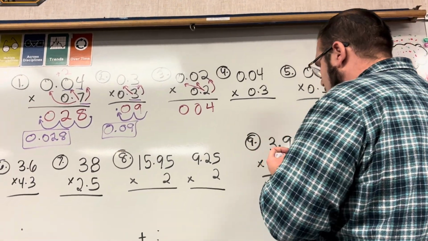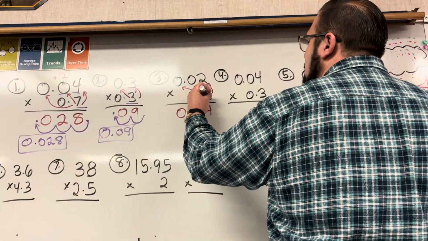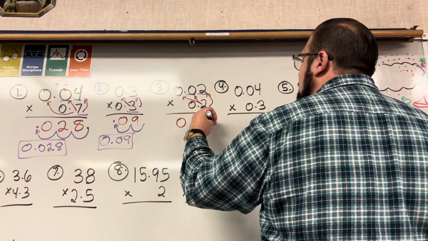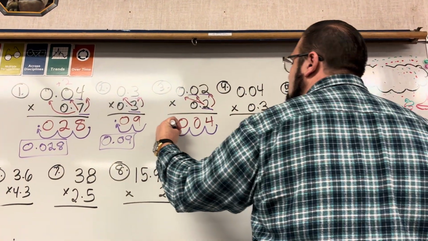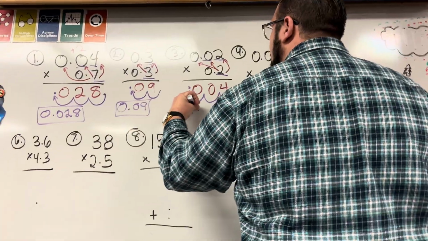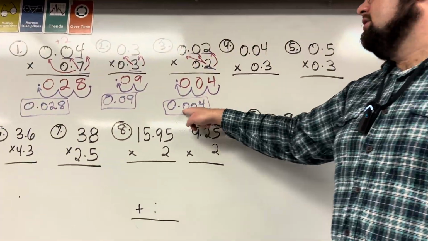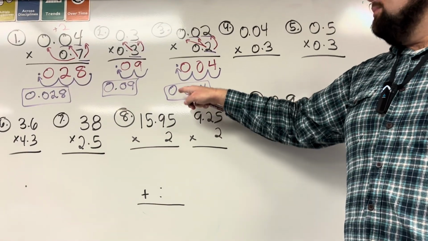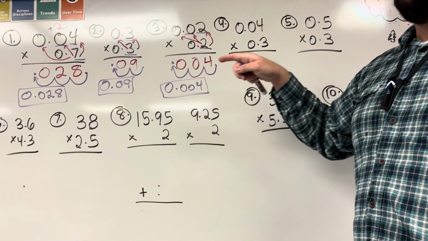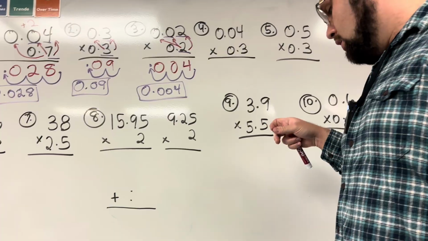Now we have to count how many numbers are behind a decimal. 1, 2, 3. So starting from right to left, 1, 2, 3. And we have 0.004. You need to make sure you have both these zeros. Okay? It has to be 0.004. If you put 0.04, that is wrong.